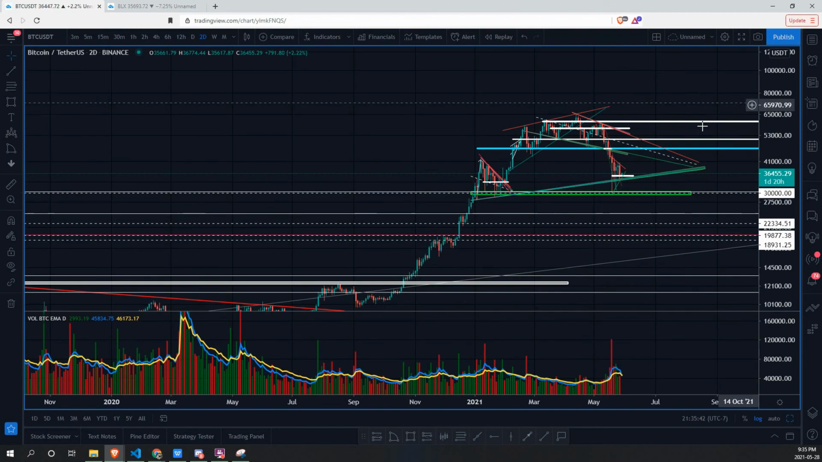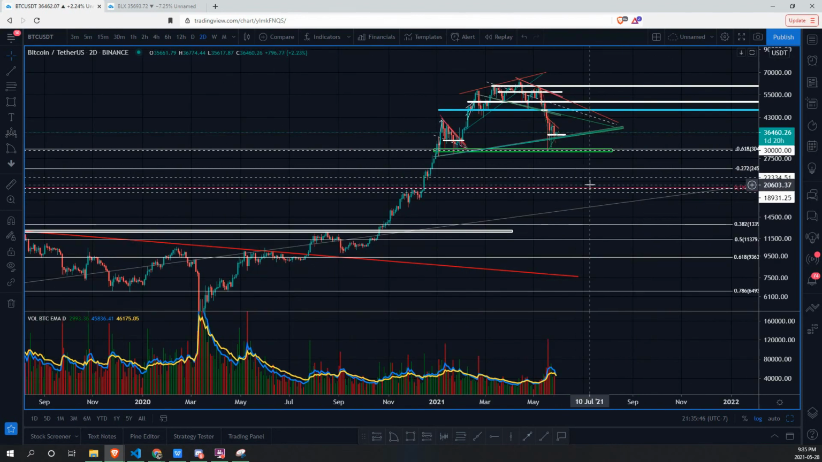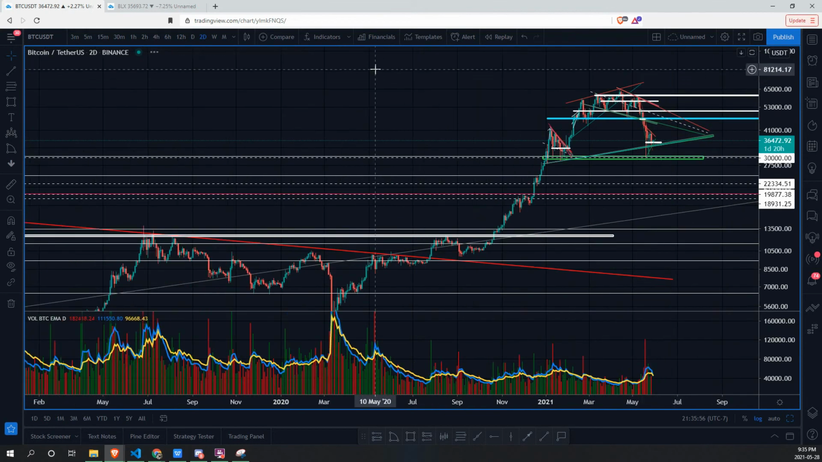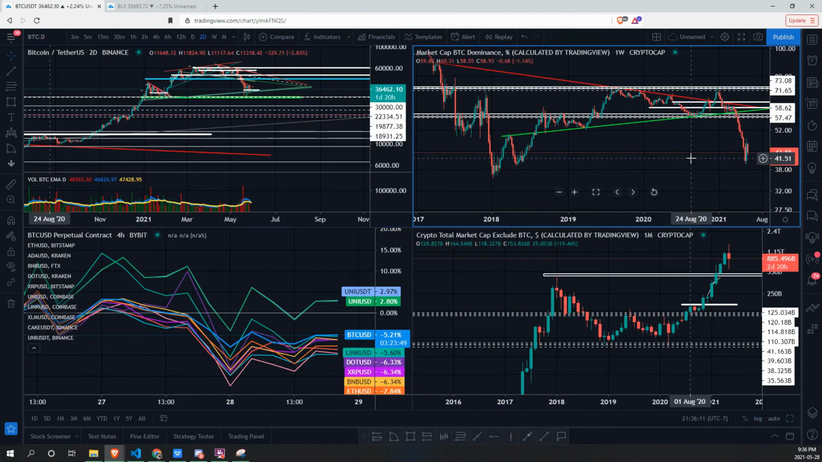Potential symmetrical triangle. If it does break 30K, I'd be a little bit worried because we could be pulling back pretty aggressively, at least to the 20K range, the previous all-time high, maybe even dipping a little bit below. But my overall perspective is always going to be long bias when we are basically mid-breakout of the largest symmetrical triangle that Bitcoin has ever created in its history. So that's going to be my take on BTC. Let's quickly look at the BTC dominance here.